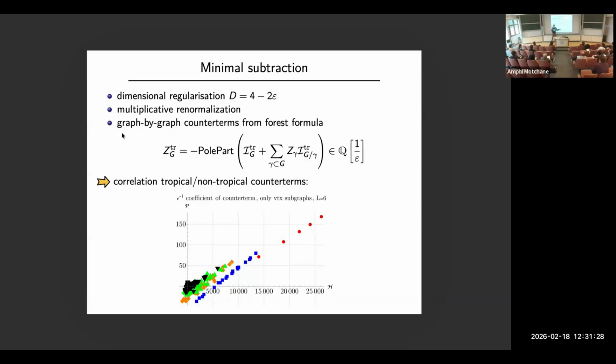There's only 4 points here because it's 6 loops, fewer graphs. There's only 4 graphs at 6 loops without subdivergences. And the blue ones are ones with 1 subdivergence, and the orange ones are ones with 2 subdivergences. And it's really quite amazing. So you see 2 things. The ones with subdivergences are smaller, which is not surprising because it's subtracting stuff. What is surprising is that this correlation also persists. So even because you're subtracting things, this tropical approximation still captures this high correlation.